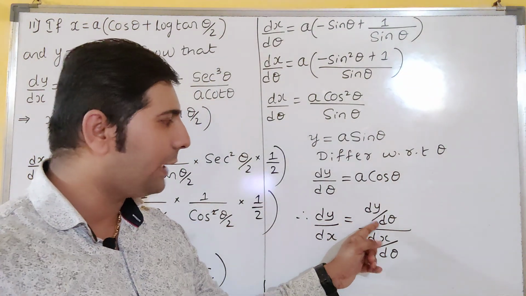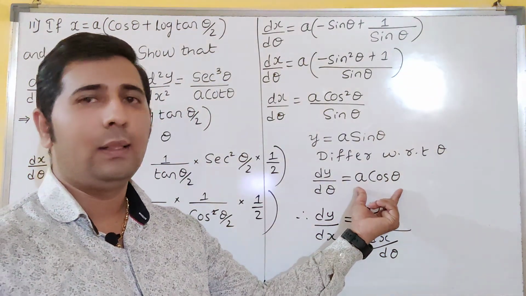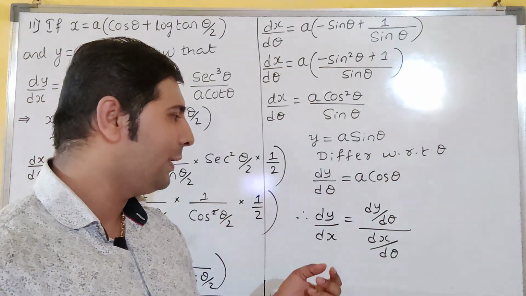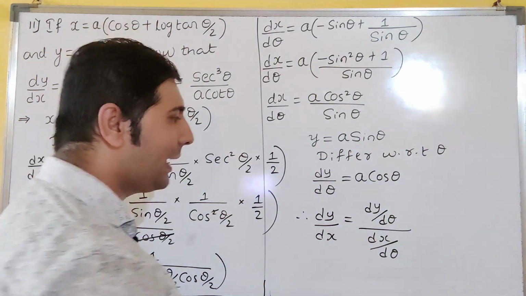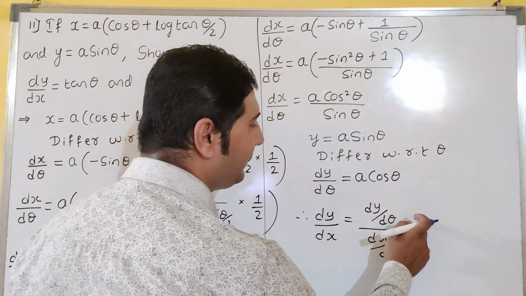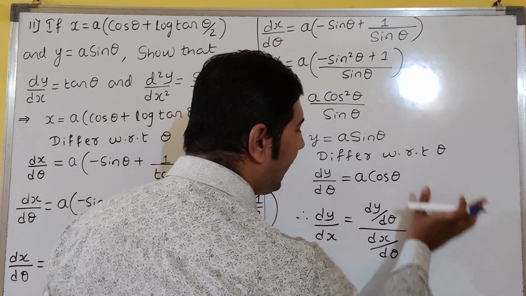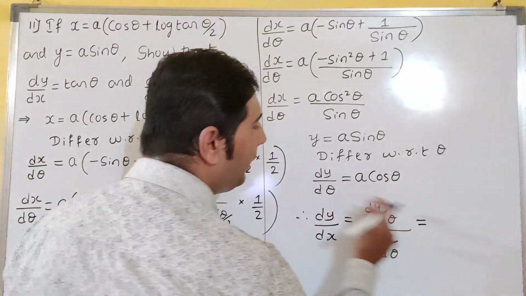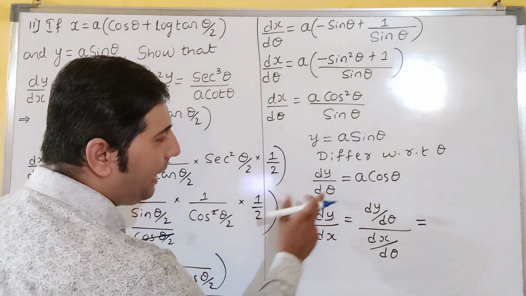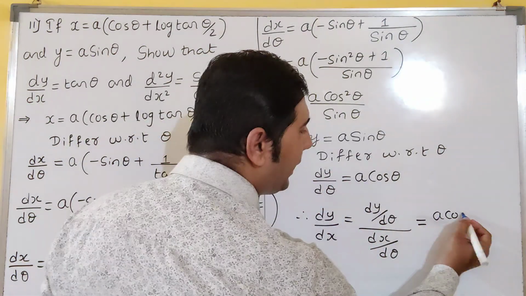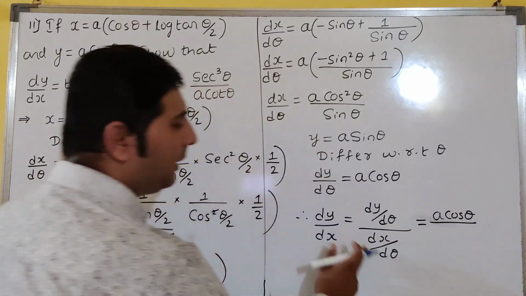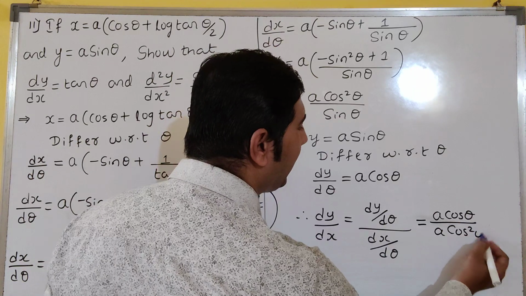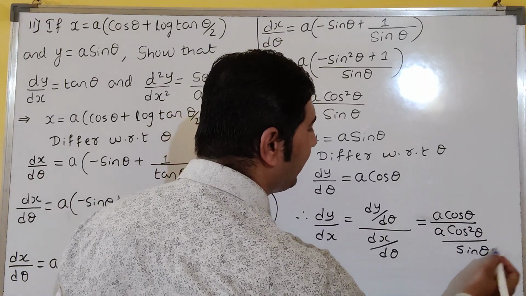Why I have written? Because dy by d theta I know the answer. Don't put this value, this is dx by d theta. You will do the same mistake, I know. Some of you, not I am saying all. Don't get angry. So now see, here I can write like this. Dy by d theta is a cos theta whole divided by dx by d theta, which is a cos square theta divided by sin theta, dear students.